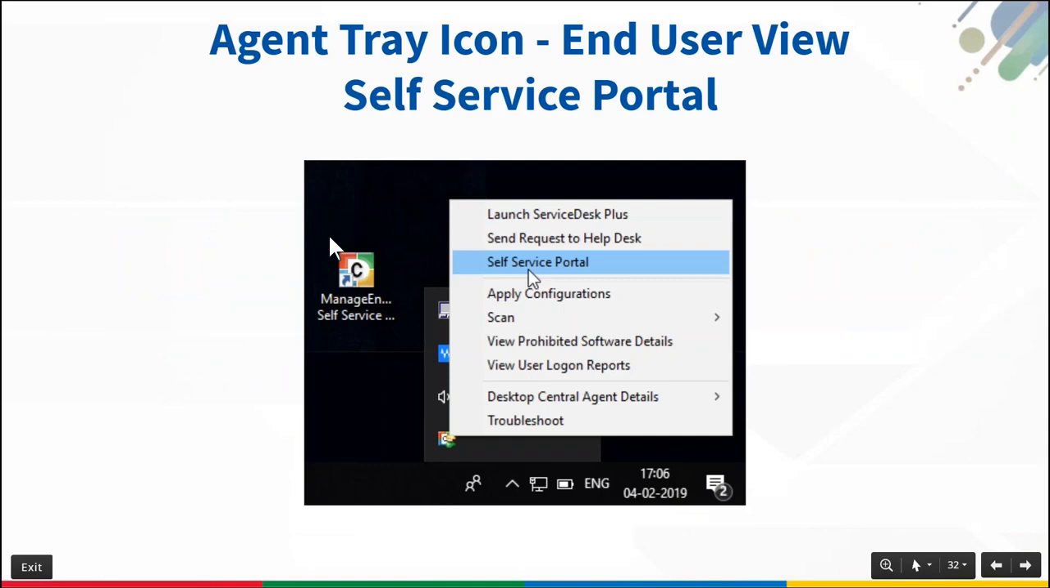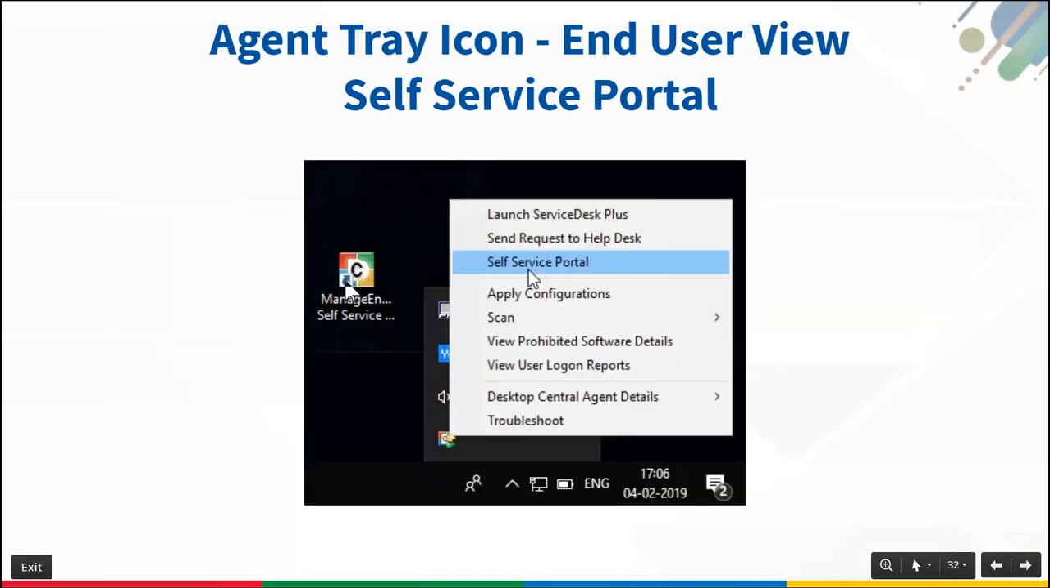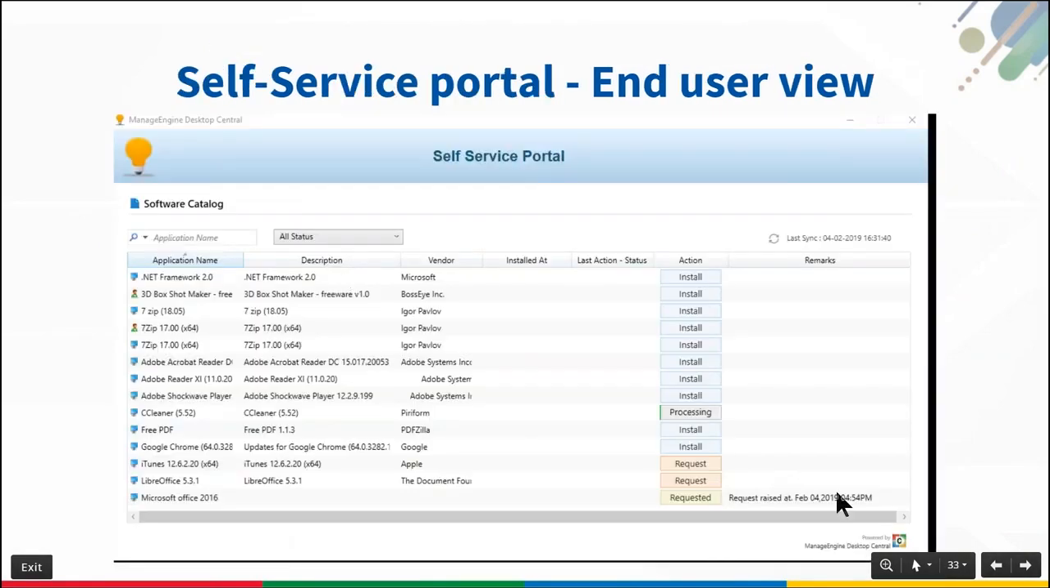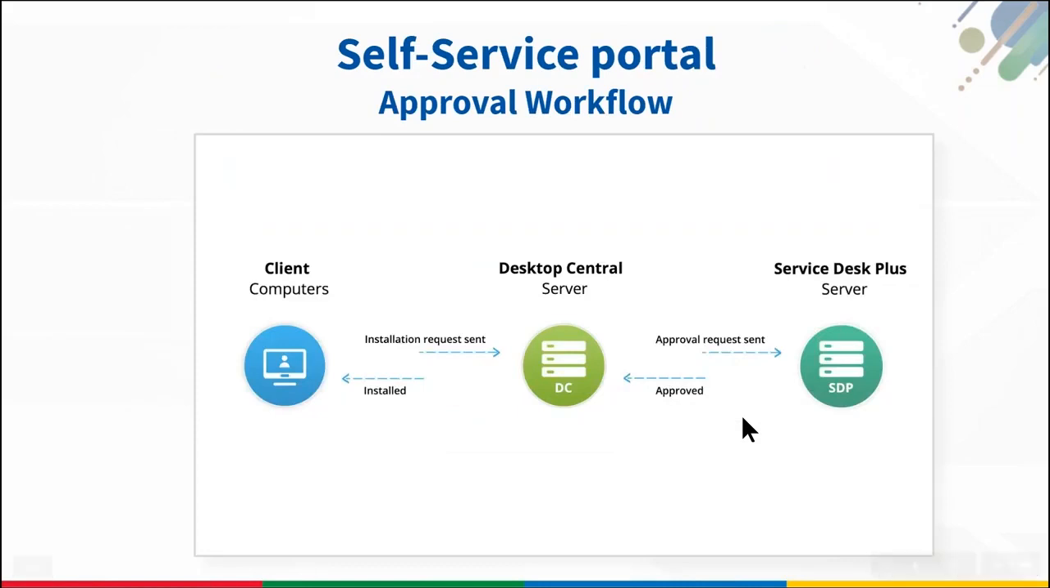Okay, so this is what we have seen before. This is how the end user can access the self-service portal from the tray icon or from the desktop shortcut. So this is how the shortcut will be available, and we can click on request, and it will install the application. Okay, right. So this is how the approval workflow works in the background.